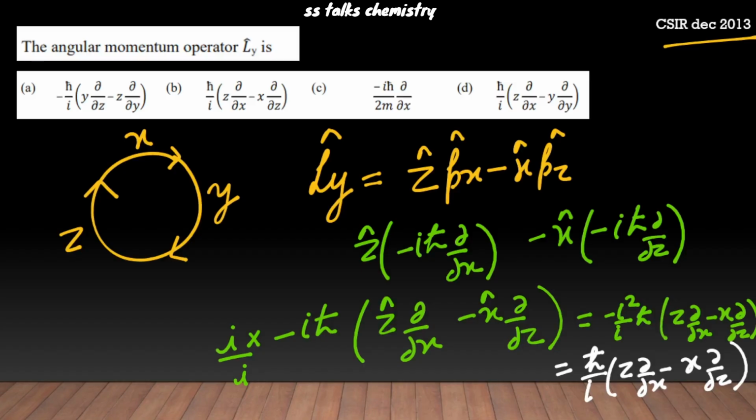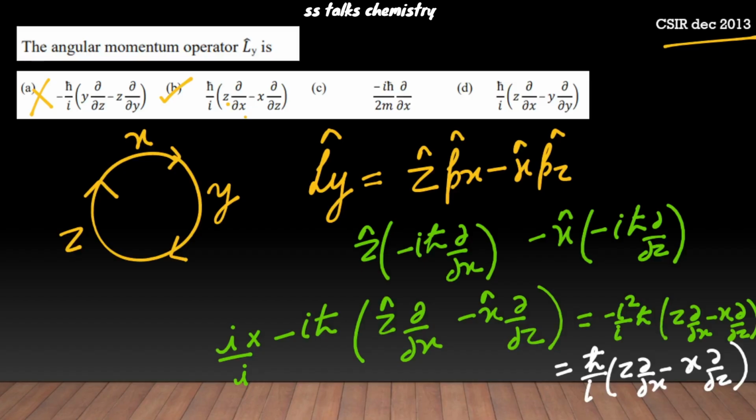So the options, if you see, it is minus h cut upon i. Here the y is included. No, it can't be the one. Here it is z del by del x minus x del by del z into h cut by iota. Option B is the only right answer. Okay.